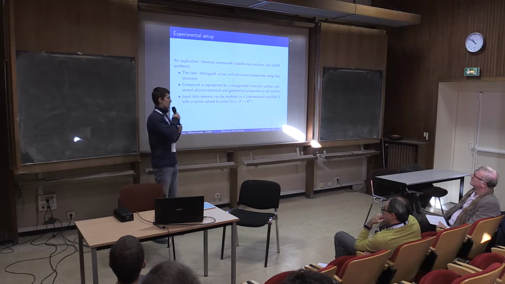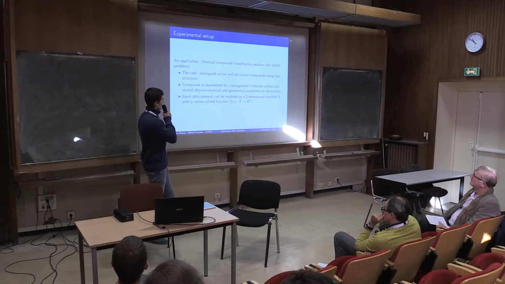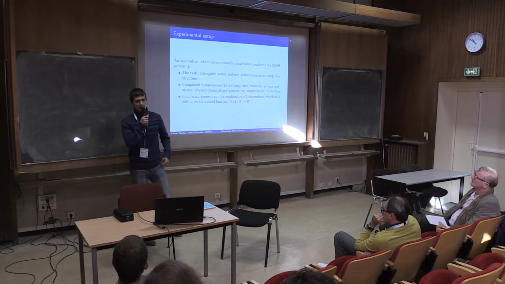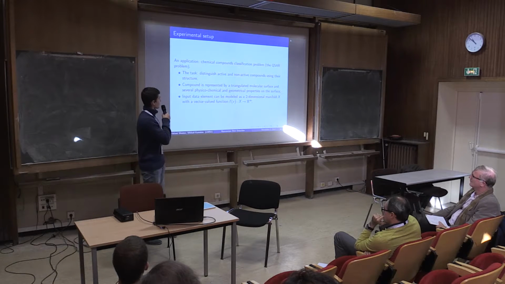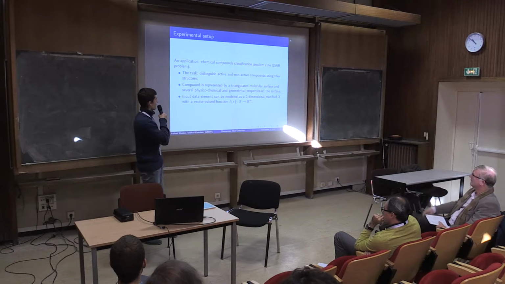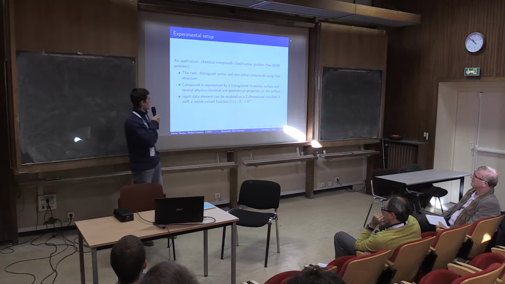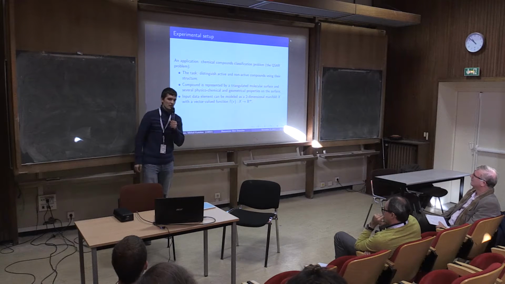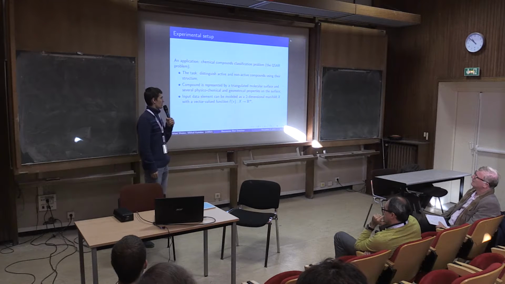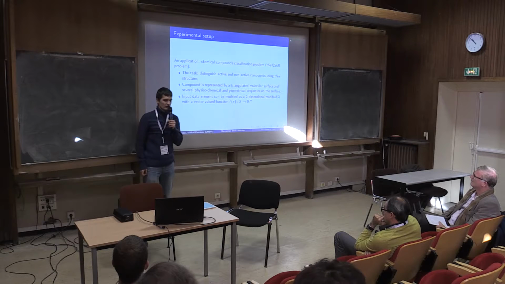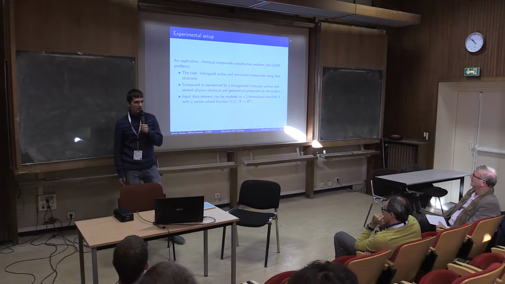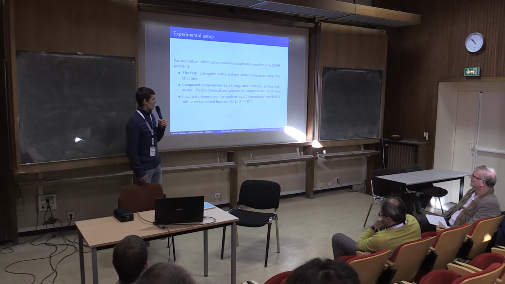So we also conducted some experiments. This method was tested for the problem of chemical compounds classification. It is also called the QSAR problem. The task is to distinguish active and non-active chemical compounds on the basis of their structure. Each chemical compound is represented by triangulated molecular surfaces with physical, chemical, and geometrical properties defined on the surface. So input data can be modeled as a two-dimensional manifold with a vector-valued function on it.